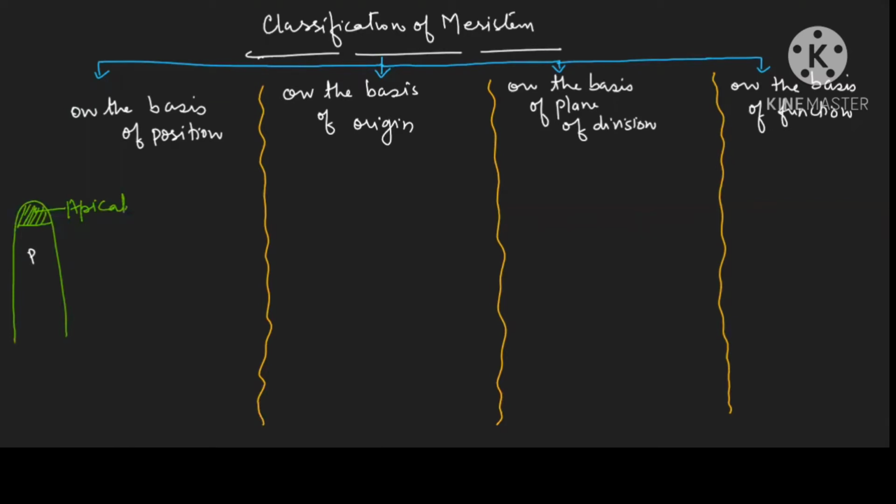A part of the apical meristem is left behind. This is the part of the apical meristem which is left behind in between two permanent tissues. This is P, meaning permanent. This part of the apical meristem which is left behind is known as intercalary meristem. So first is your apical meristem, second is your intercalary meristem. Is it clear?